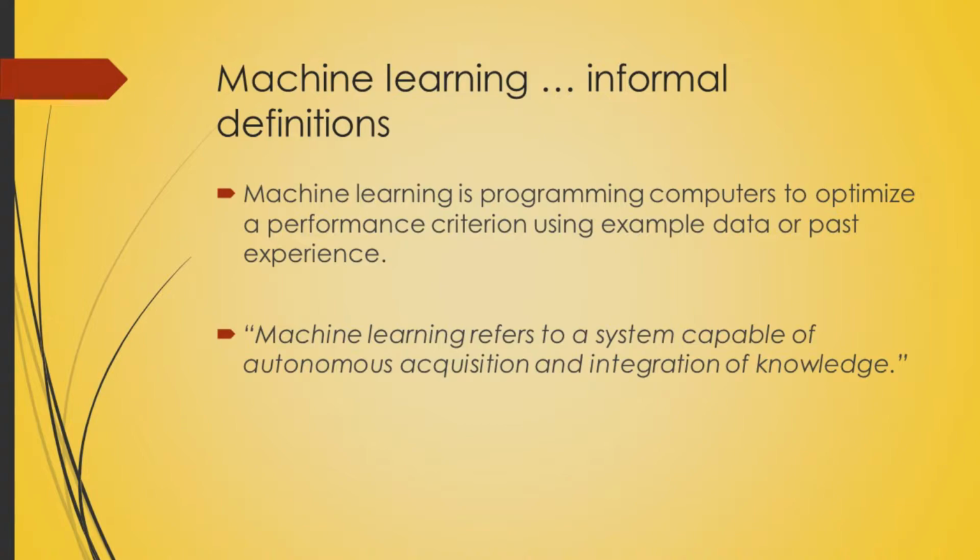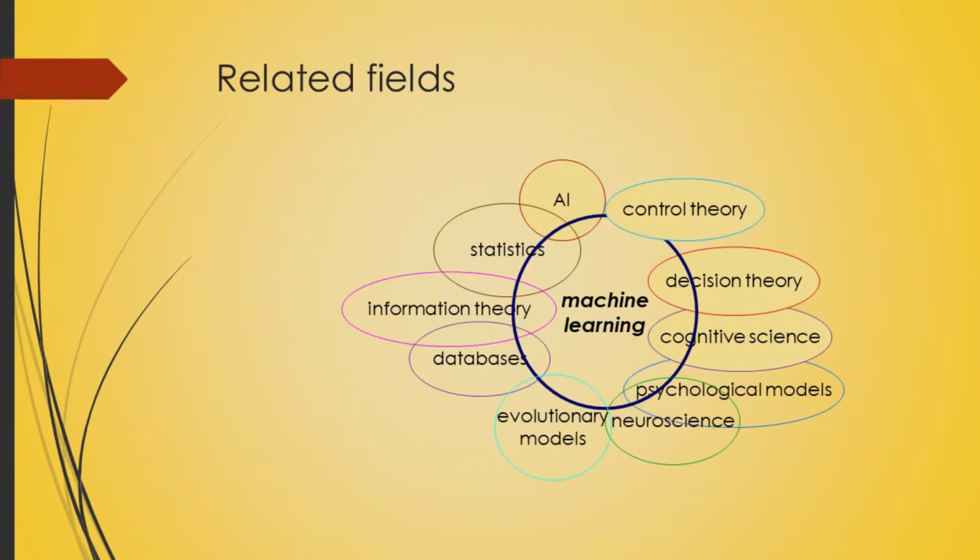I've got a few more informal definitions, not really very important. Now, how does machine learning relate to different fields? It's quite a multidisciplinary subject. It is related to artificial intelligence, statistics, information theory, databases, cognitive science, decision theory. So it's quite interlinked, so people from different areas are able to apply machine learning to whatever problem domain they come from.